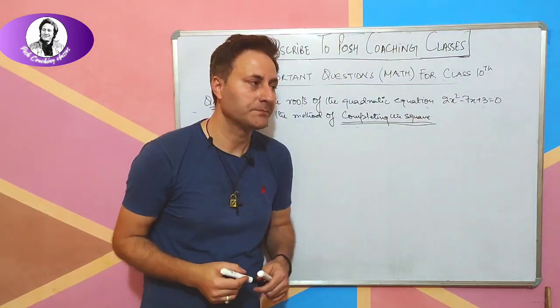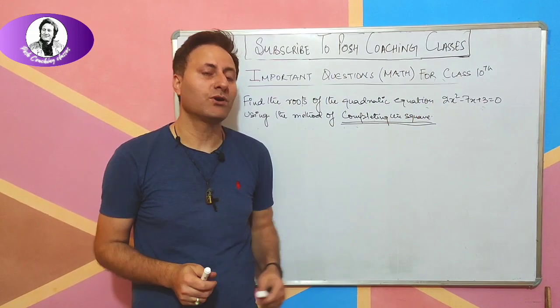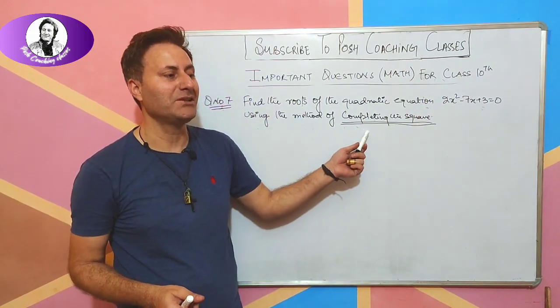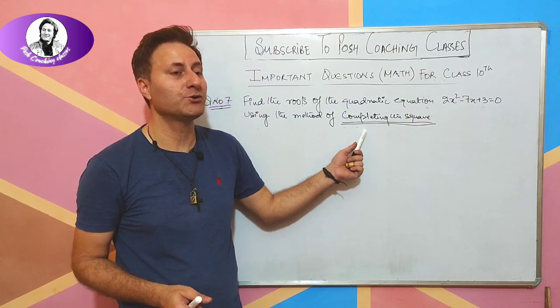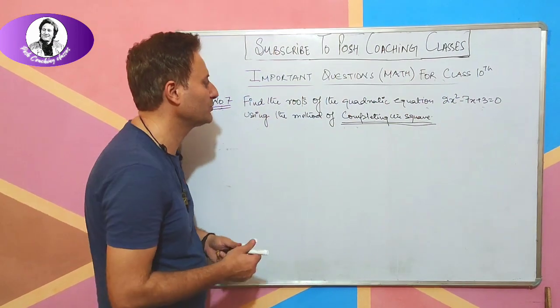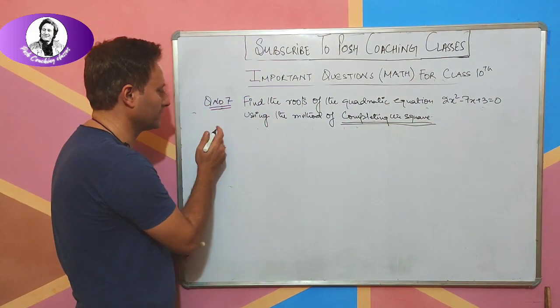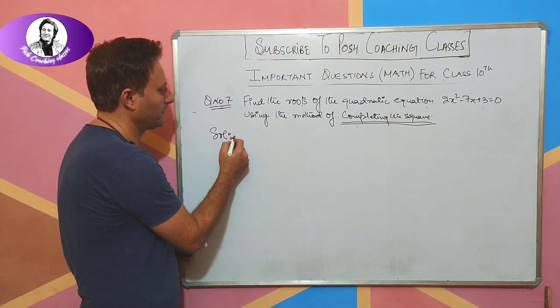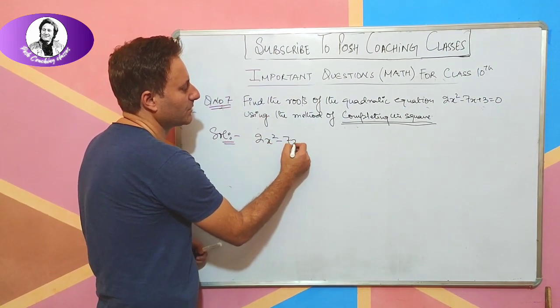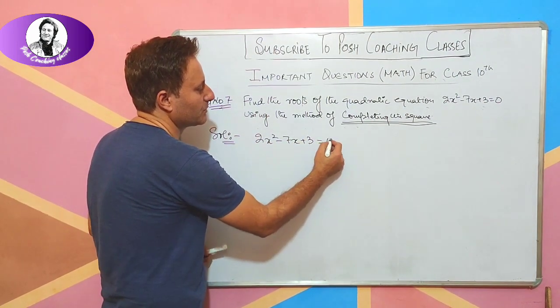Actually important. We can find the roots of this quadratic equation in many ways, but it is clearly mentioned that we have to use the method of completing the square. So how to do it? How to go about it? Let's go through this. First of all, I have a question. It says 2x squared minus 7x plus 3 is equal to 0.